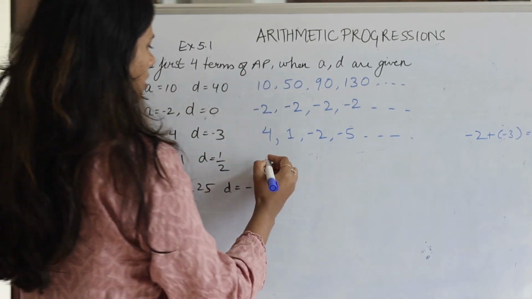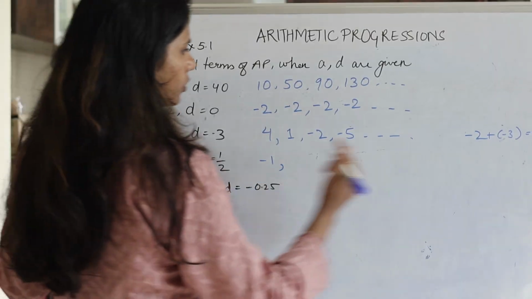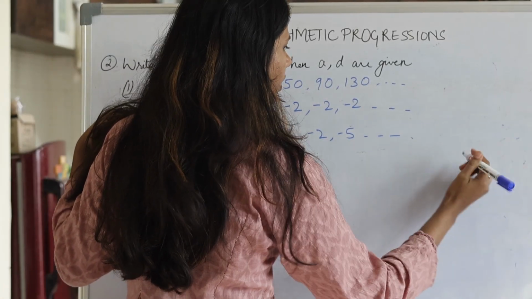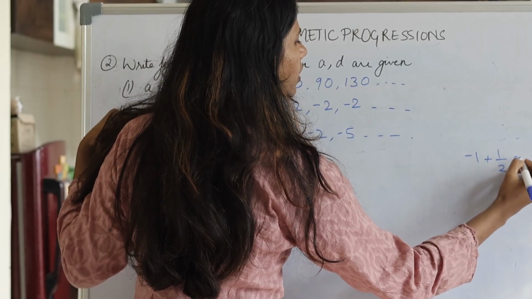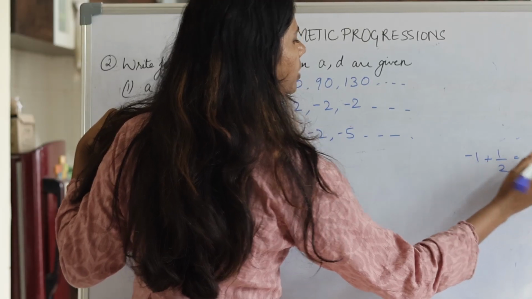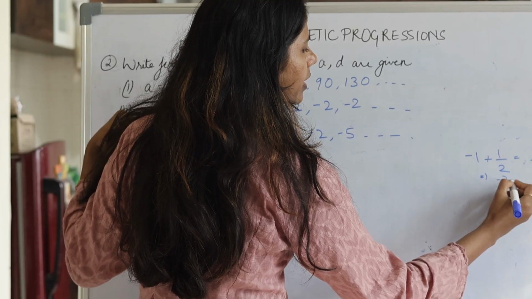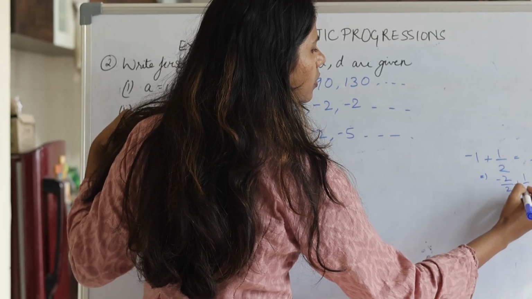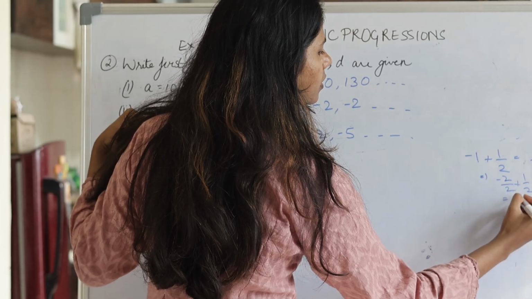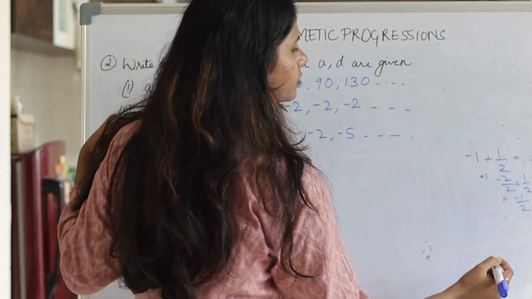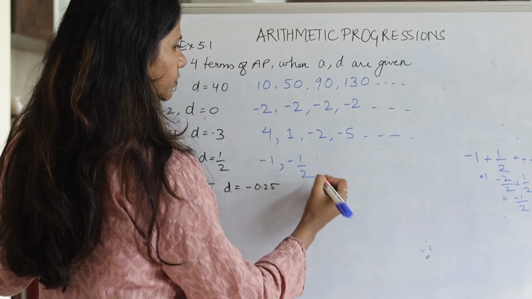Coming to this one, the first term is minus 1 and D is 1 by 2. So minus 1 plus 1 by 2 equal to 1 by 2 in negative. How is it 1 by 2? We'll try to equate the denominator, and then minus 1 by 2. Sorry, here minus was also there. So minus 1 by 2.